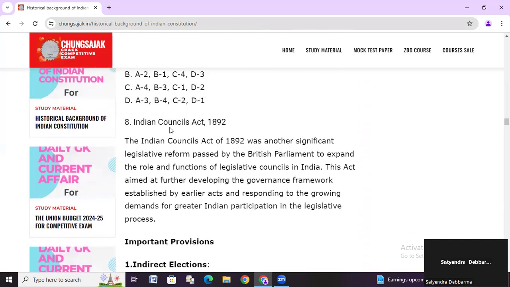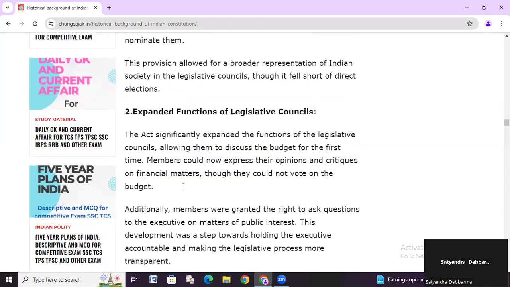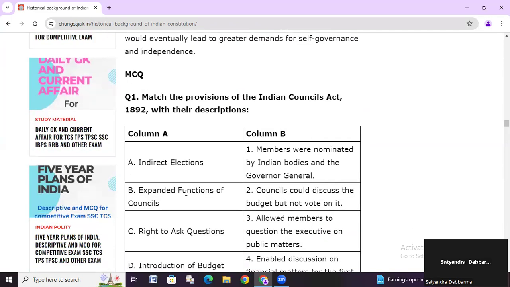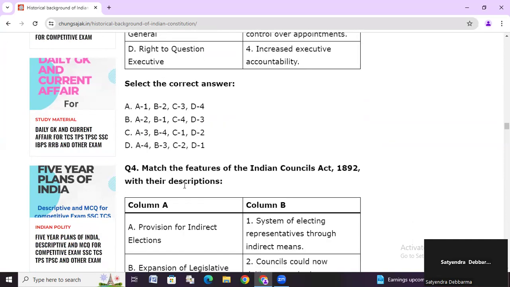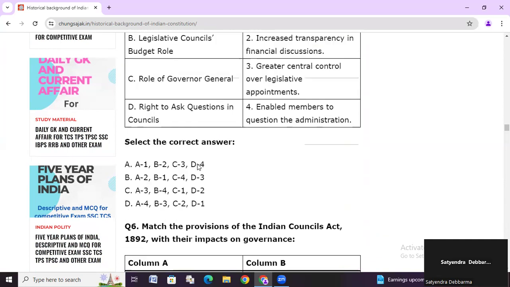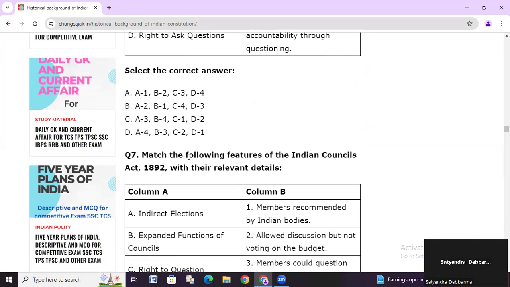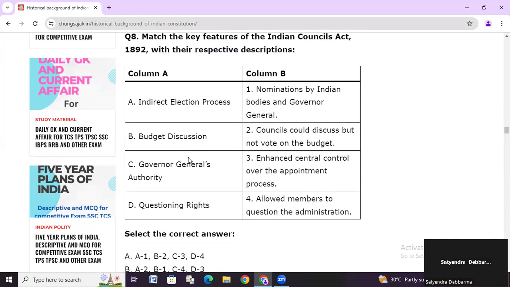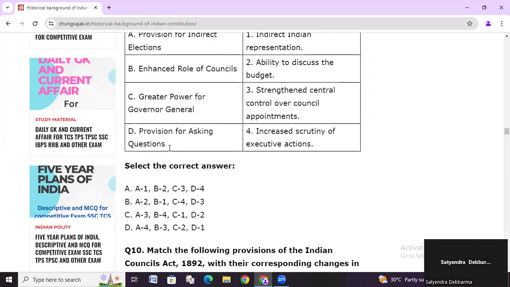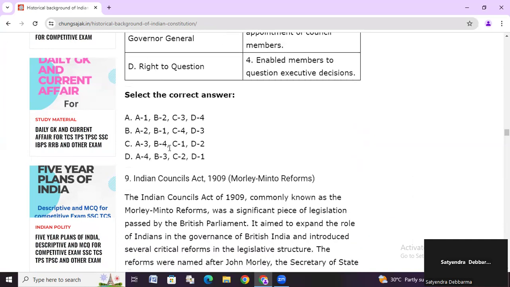Next, Indian Councils Act 1892. Explanation, MCQ. All important acts are discussed and collected with suggested MCQ. That means possibility questions, that means suggested questions for SSC CGL and UPSC exam.